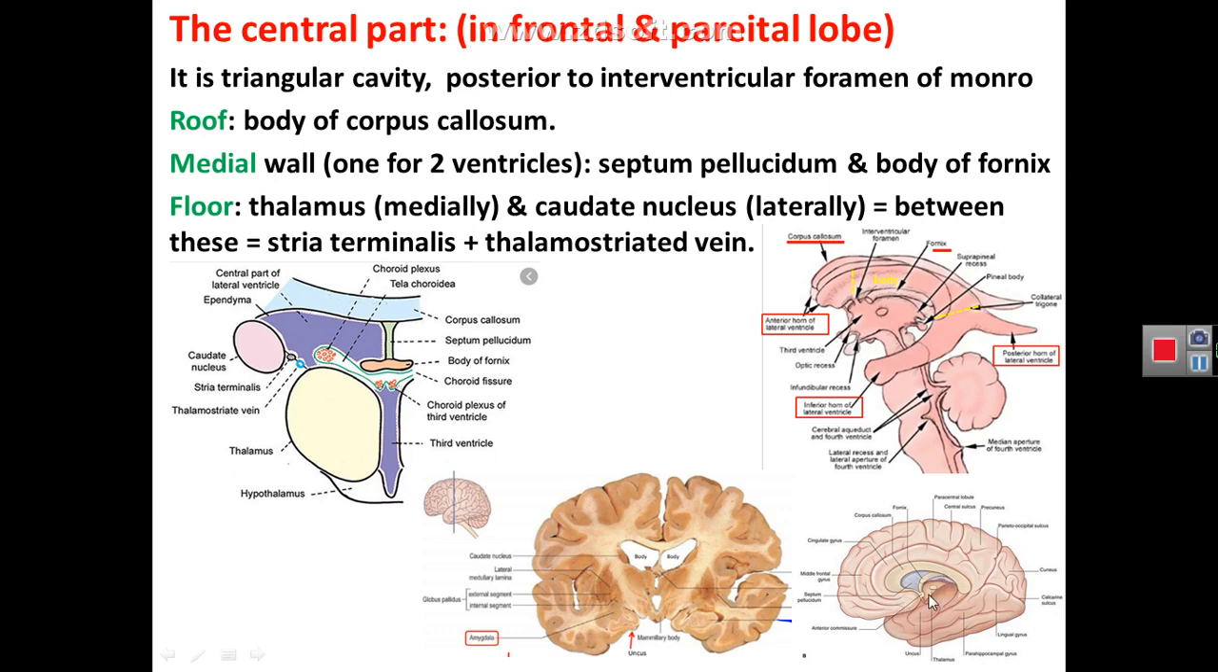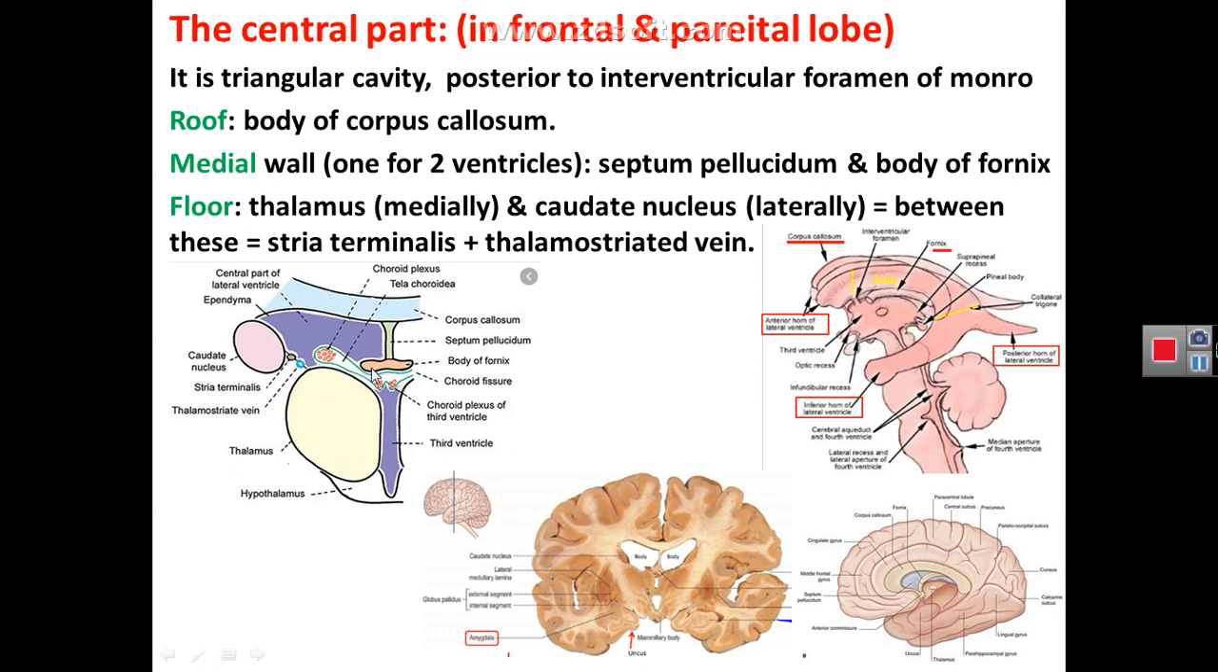Remember this figure in the presentation of the topography of the cerebral hemisphere. The fornix lies below the corpus callosum, and between the fornix and the corpus callosum is a single lamina called the septum pellucidum. The septum pellucidum and the body of the fornix form a boundary between the right and left lateral ventricles.